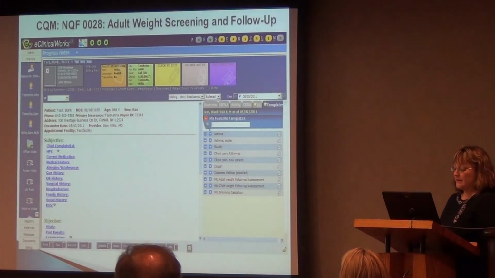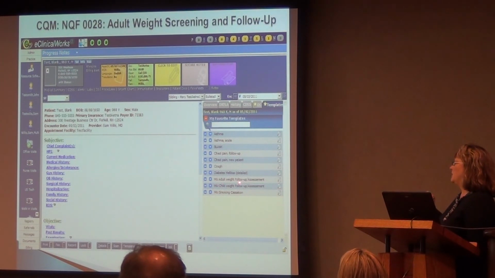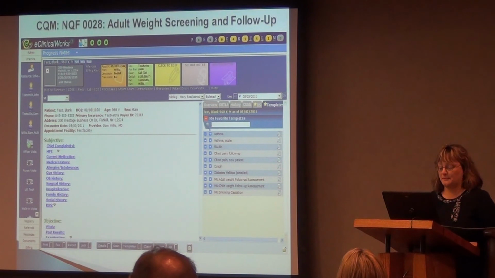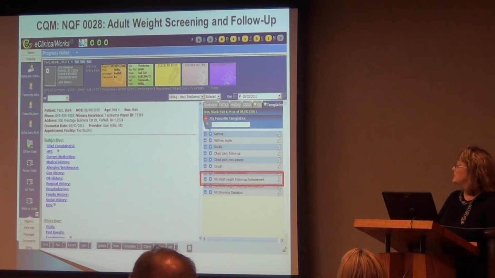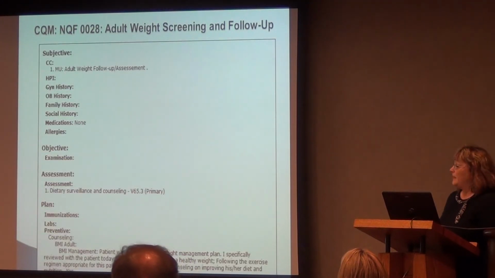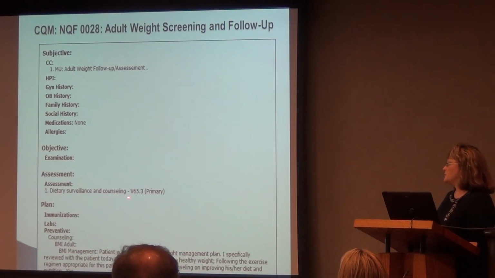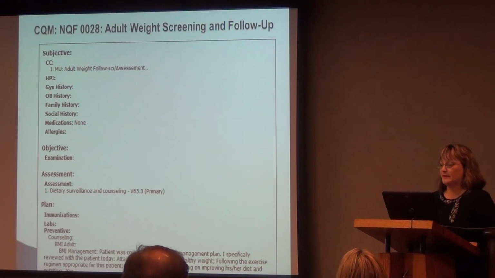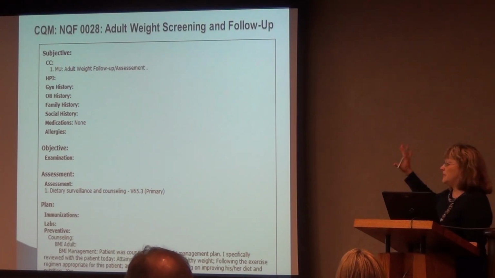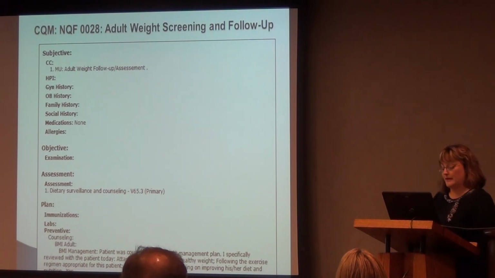So what we've done is we've created in the templates a way to document the meaningful use adult weight follow-up and assessment, or if it's a child, a standard template that providers can use to meet this measure. Makes it a little bit easier. We would select the adult weight follow-up assessment, and what would appear in the note would be the dietary surveillance and counseling code, and then the way we worded it is BMI management. Patient was counseled on a weight management program. I specifically reviewed with the patient today attaining a healthy weight, following an exercise regimen appropriate for the patient, and patient-specific counseling was provided on diet and nutrition. So whether the patient is overweight or underweight, it satisfies the measure because I've documented follow-up plans.